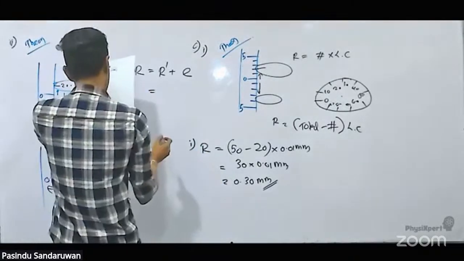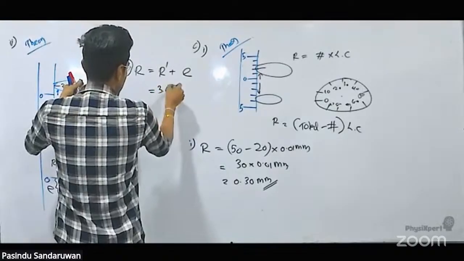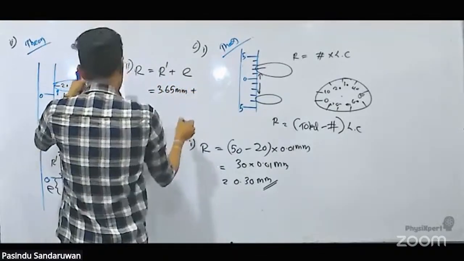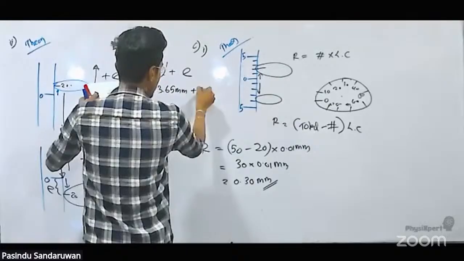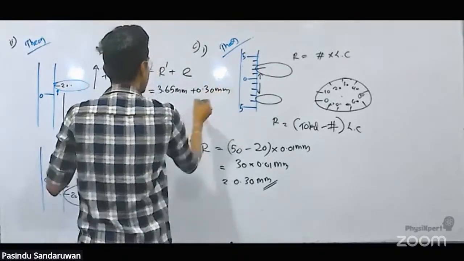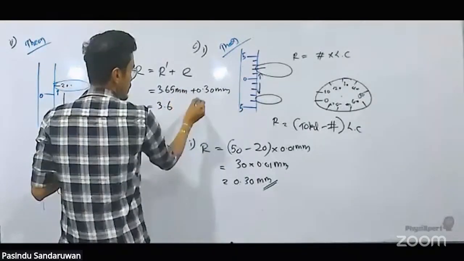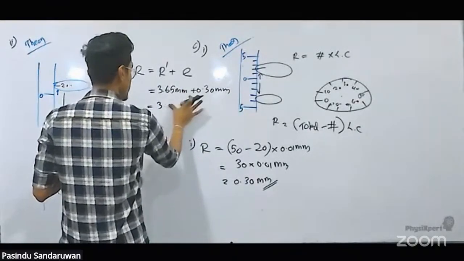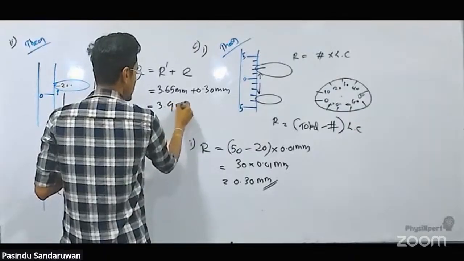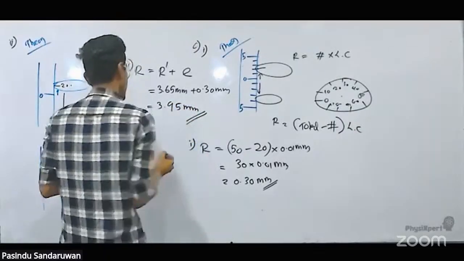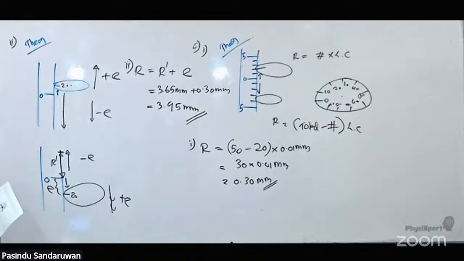Then apparent reading is 3.65. Apparent means without doing any corrections. The error is 0.30 millimeters. Right? So the correct reading is 3.95 millimeters. 3.95 millimeters. So this is the underlying theory part.